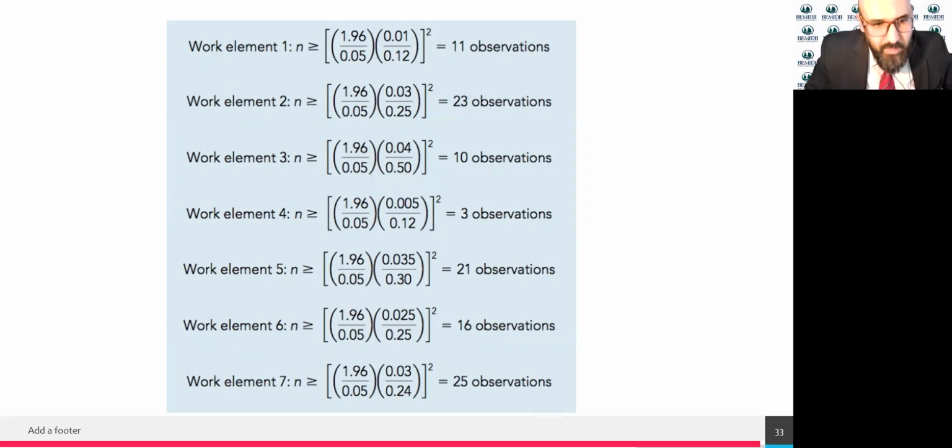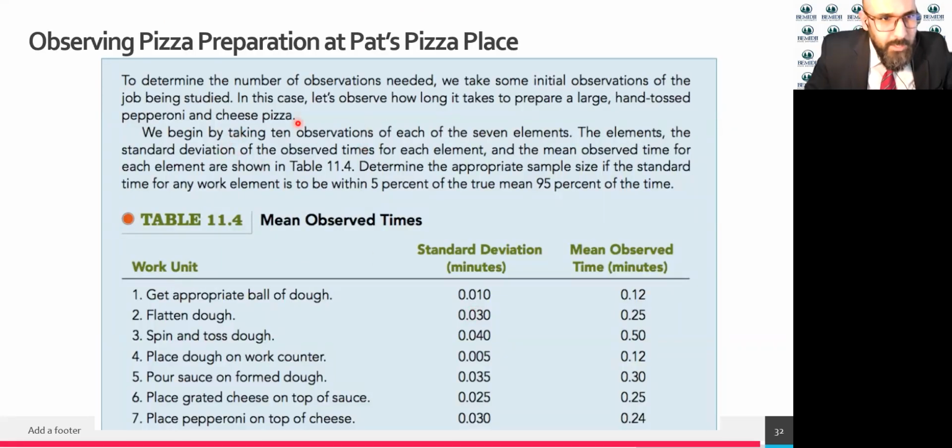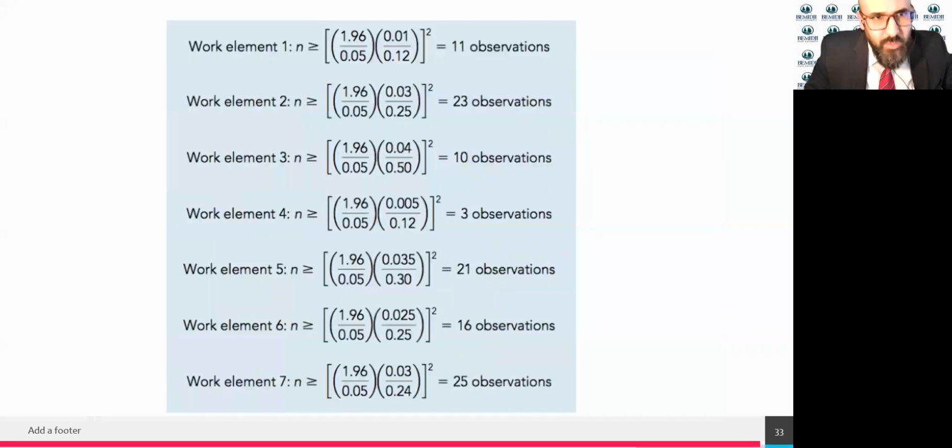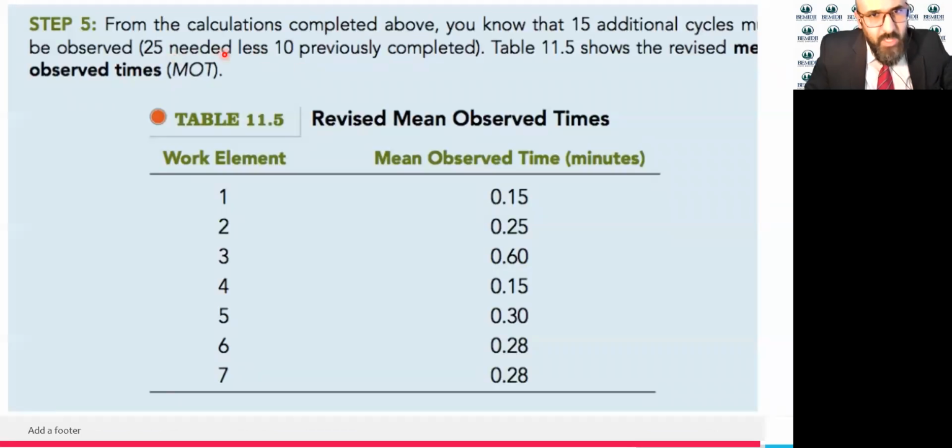Now, they did 10 observations. So in step number 5, they have to do another 15 additional cycles because they observed 10 before. So now they added more observations for each element, and they updated the mean observed times: 0.15, 0.25, 0.60, 0.15, etc.